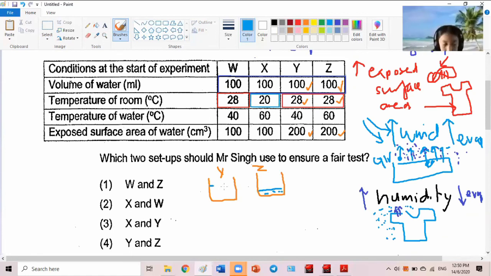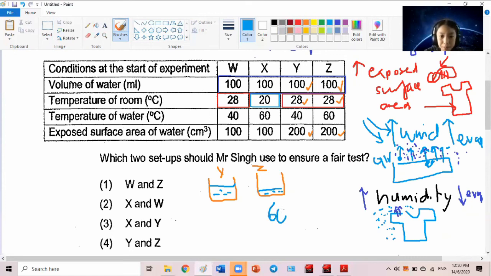Why, people? Why? Because this is 60 degrees. Can you see? Hotter. Hotter temperature will evaporate faster. I told you already. This one only loses a little bit because this is only 40 degrees. Can you see?